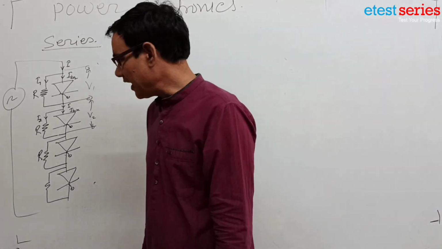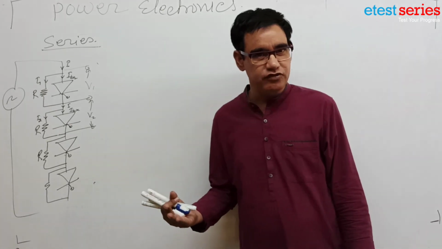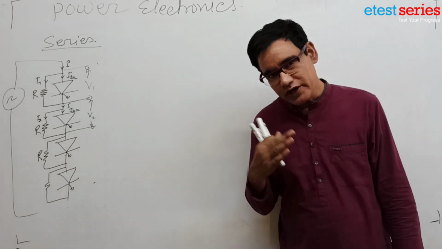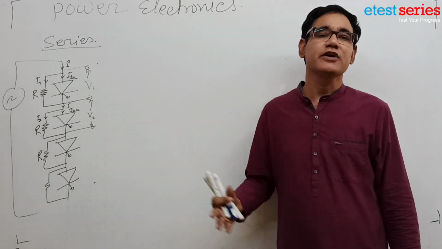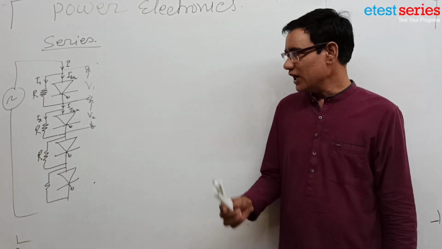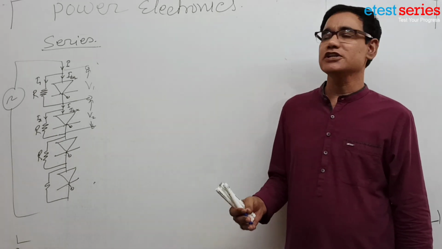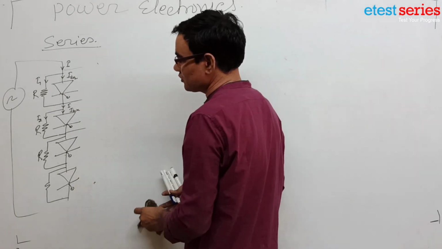Now the dynamic equalizing resistance: how can we connect the resistance in dynamic? Dynamic means when the SCR gets on and off. At the time of on and off, there is a reverse recovery current, a transient current. So that reverse recovery current must be able to flow when one particular SCR is switched off.